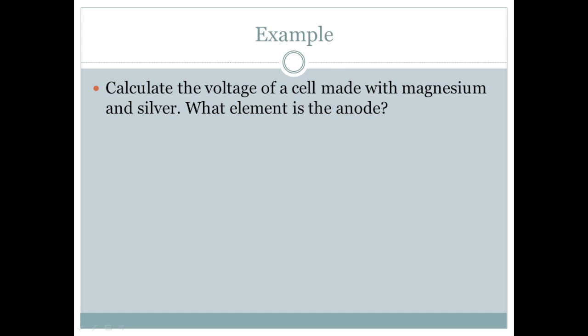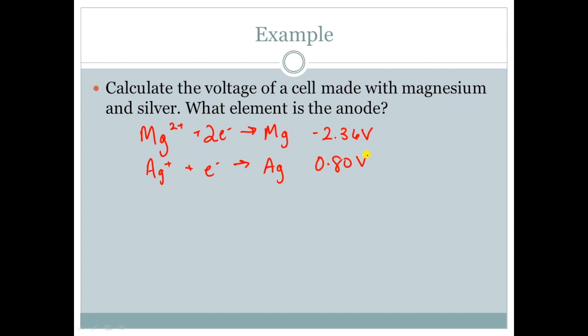So first we're going to look up magnesium, and we've got Mg with a 2+ charge plus 2 electrons gives us magnesium metal with a voltage of negative 2.36 volts. And then we've got silver, which according to our table, if we have silver with a plus charge plus an electron, that gives us silver metal with a voltage of 0.80 volts.